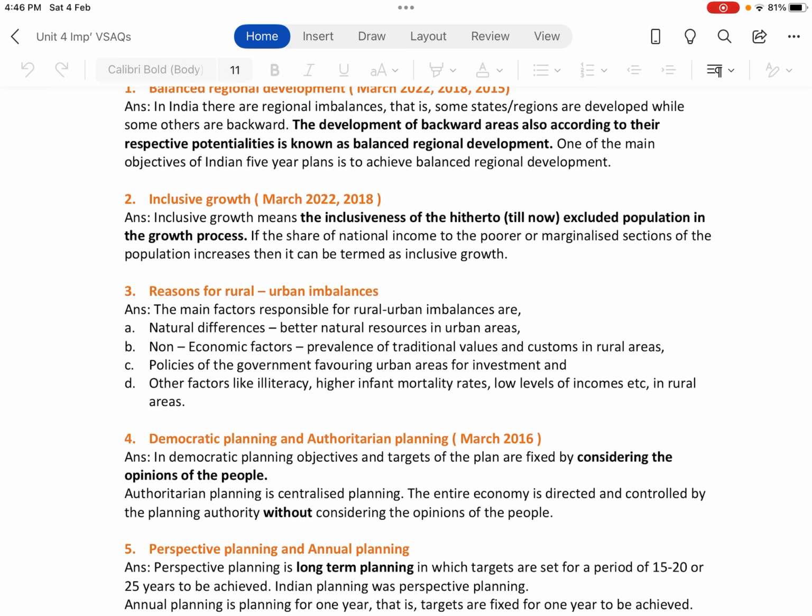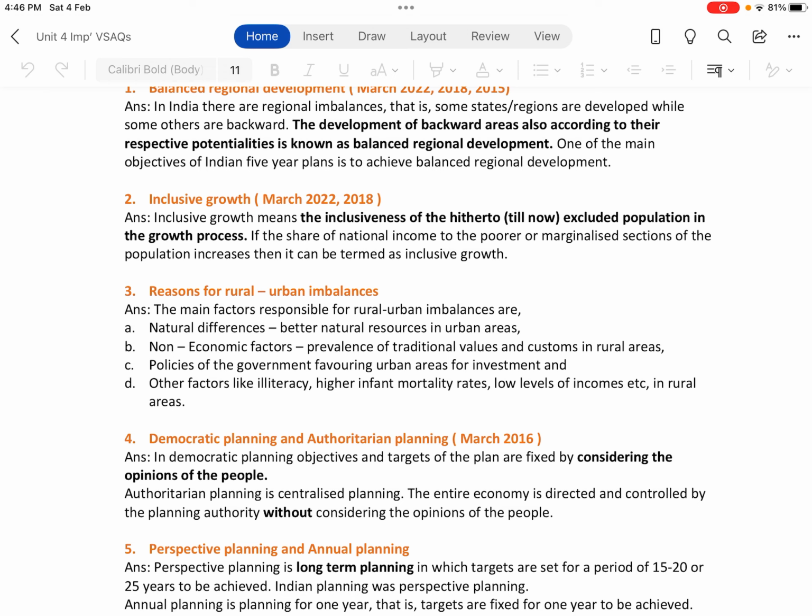So because the urban areas are already developed, the government is also favoring the urban areas for their investment, especially on infrastructure, development of industries, etc. So now what is happening? That area becomes even more advanced. So the gap between the developed and the underdeveloped or the backward areas is continuously widening.